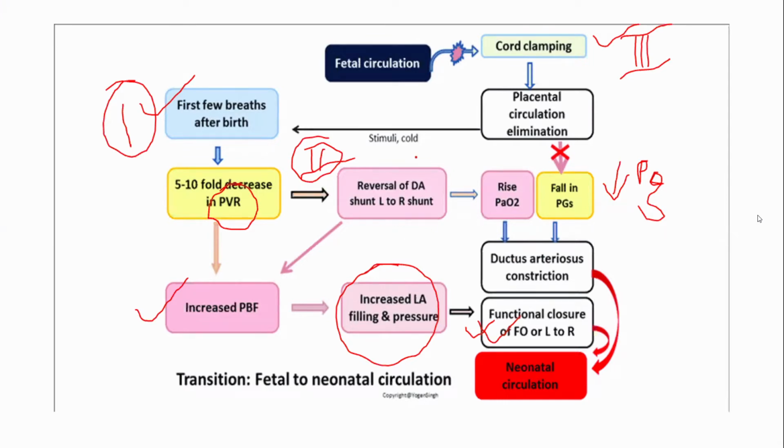When there is increased blood flow into the lungs, there is rise in the partial pressure of oxygen. So rise in the partial pressure of oxygen causes ductus arteriosus constriction, which causes neonatal circulation. Okay, so these are the 3 things that occur which convert fetal circulation into neonatal circulation.